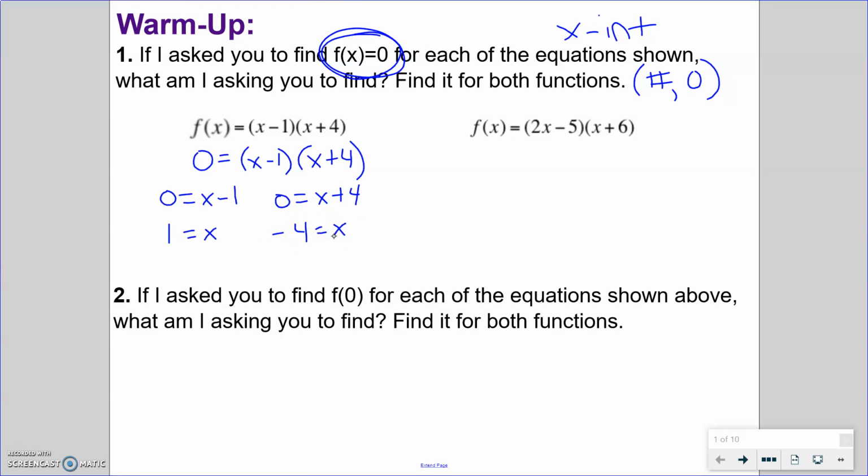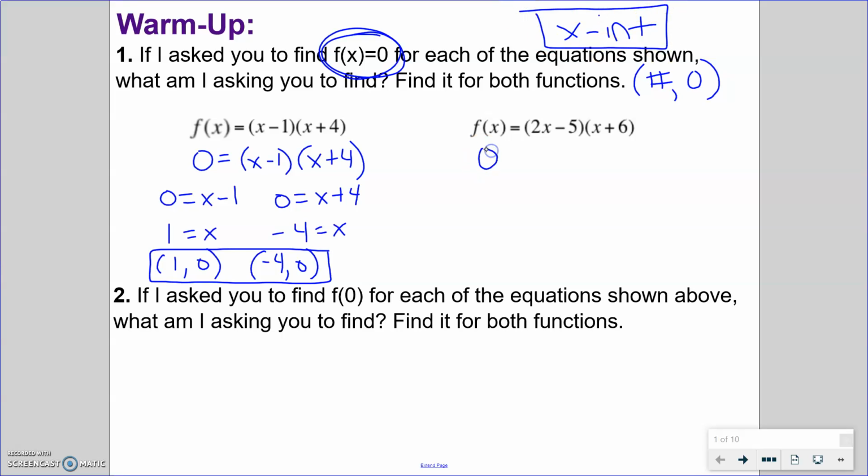So what am I asking you to find? I'm asking you to find the x-intercepts. If I said find the solutions, you would just say 1 and negative 4. If I'm asking you to find the x-intercepts, make sure you write it as (1, 0), (negative 4, 0). So it just kind of depends. Since it doesn't specify, I'm going to go with x-intercepts since that's what we're trying to figure out.